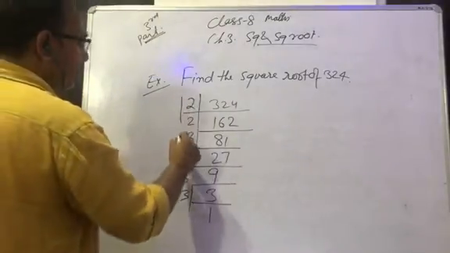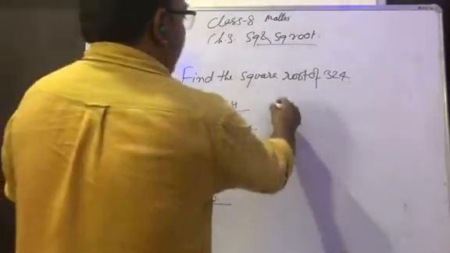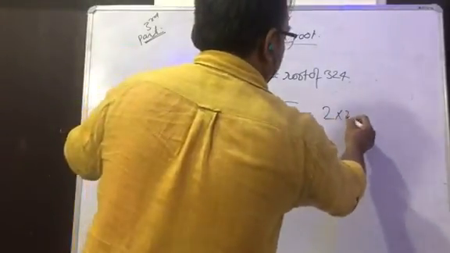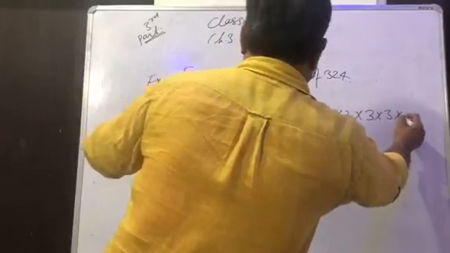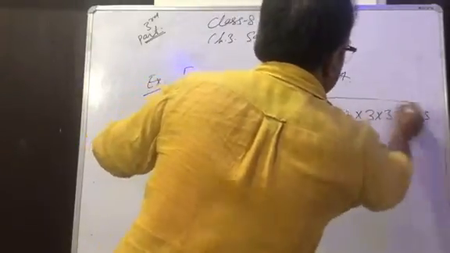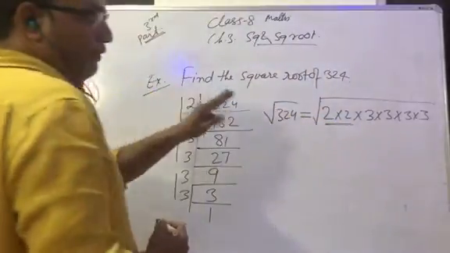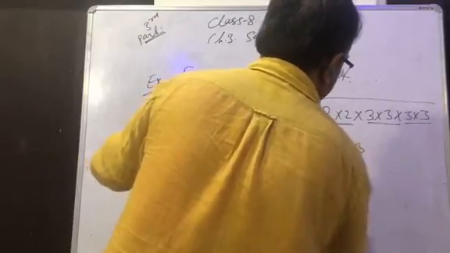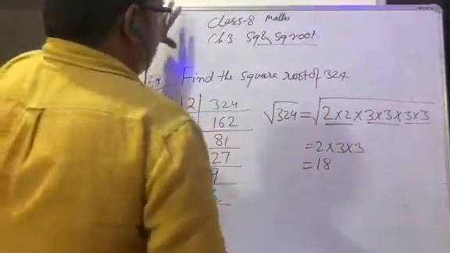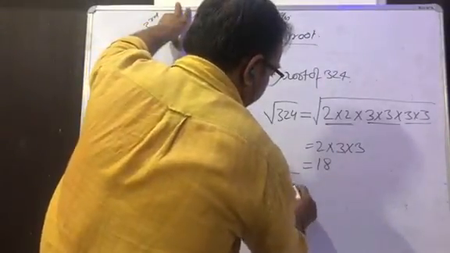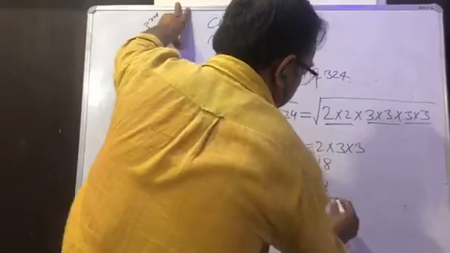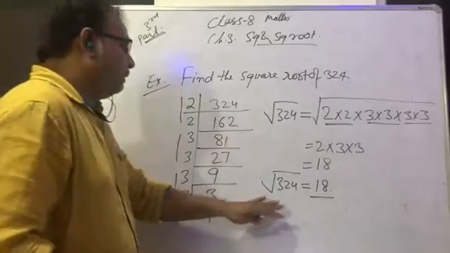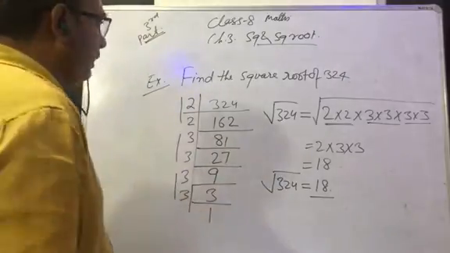Now you see there are pairs. Under root 324 is equal to 2 times 2, 3 times 3, then 3 times 3. You take out one from each pair, which means 2 multiplied by 3 multiplied by 3, which is equal to 18. So under root 324 is equal to 18. This is the prime factorization method by which you can find the root of any number.